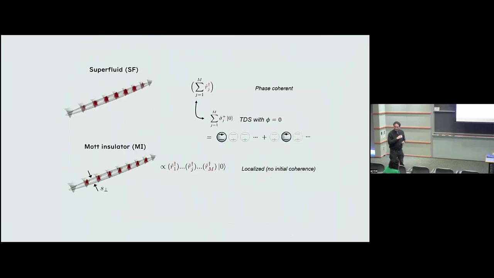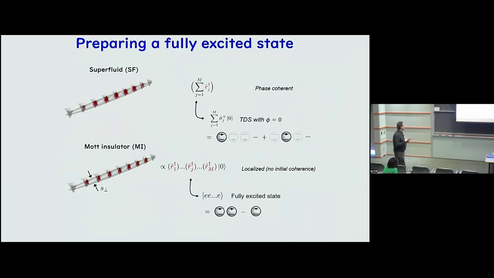we can also start not with a superfluid, but with a Mott insulator. And so this is now relatively easy to see that this should be a fully inverted state. And so you would expect a superradiant burst, and so on.